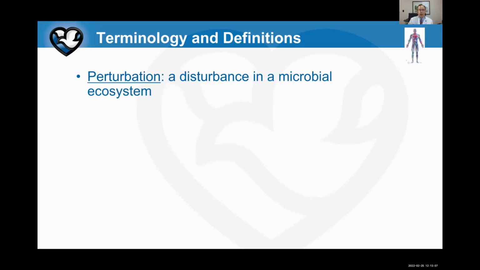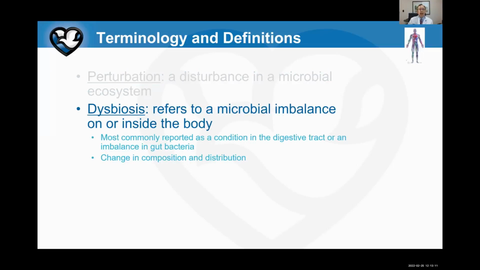Perturbations can come along, a disturbance in a microbial ecosystem. And then finally, the key term that we're going to be centering our discussion around today: when you lose a balanced, healthy, functional core microbiome, it is referred to as dysbiosis, a microbial imbalance on or inside the body. Most commonly reported as a condition in the digestive tract or an imbalance in your gut bacteria.